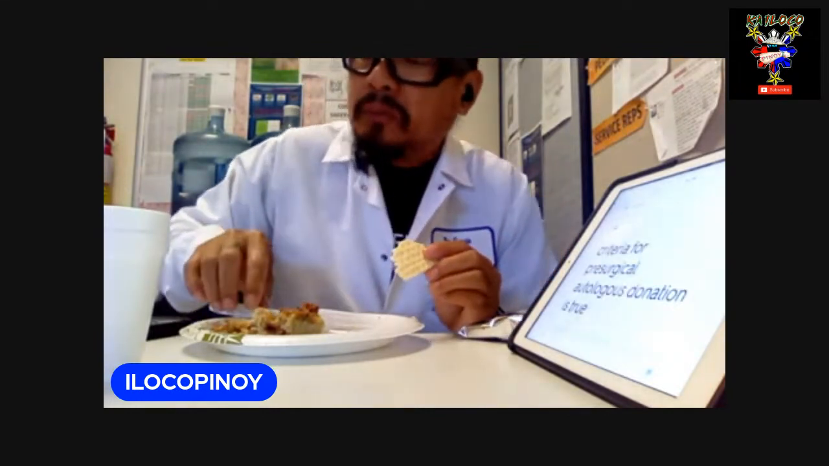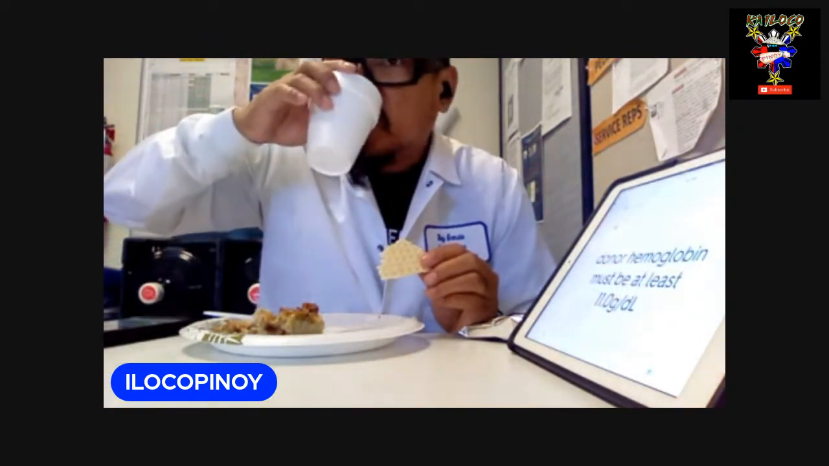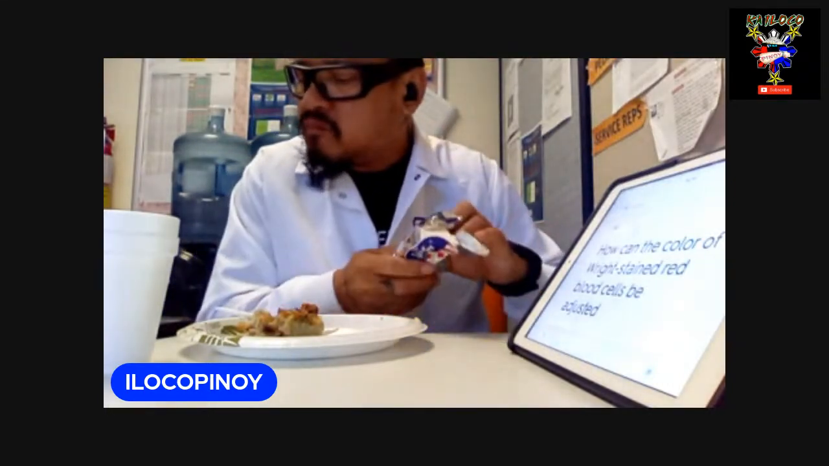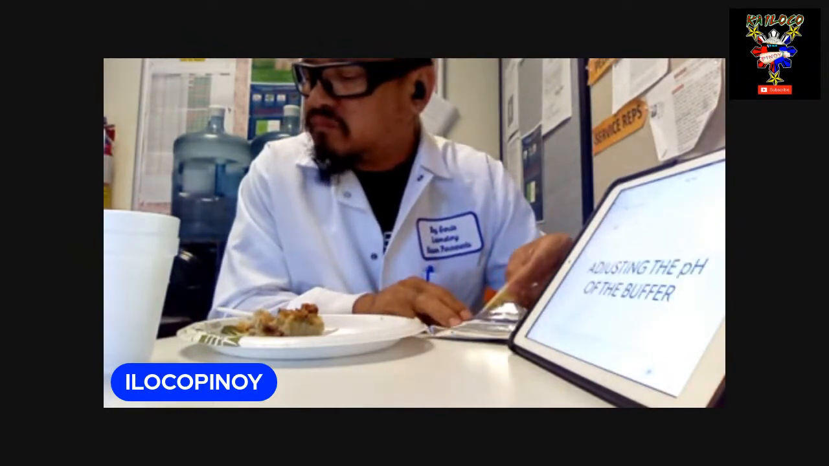Criteria for pre-surgical autologous donation is true. Donor hemoglobin must be at least 11.0 grams per deciliter. Diagnostic laboratory test for acquired immunodeficiency syndrome. Less than 200 CD4 plus T cells. How can the color of Wright-stained red blood cells be adjusted? Adjusting the pH of the buffer.